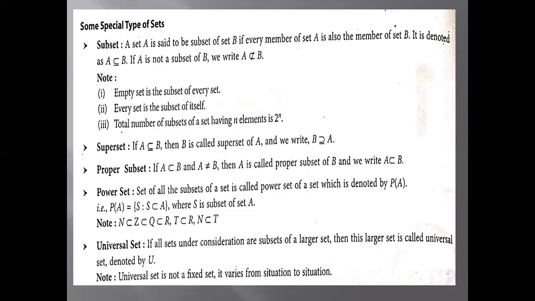Then A is called a proper subset of B, and we write it as A is a subset of B only. In the above case we write it as a subset or equal set of B, but here we write only a subset of B.